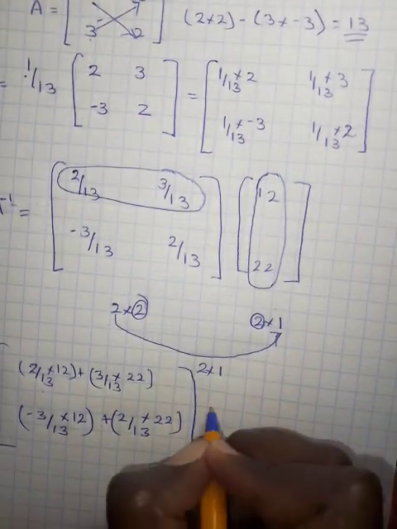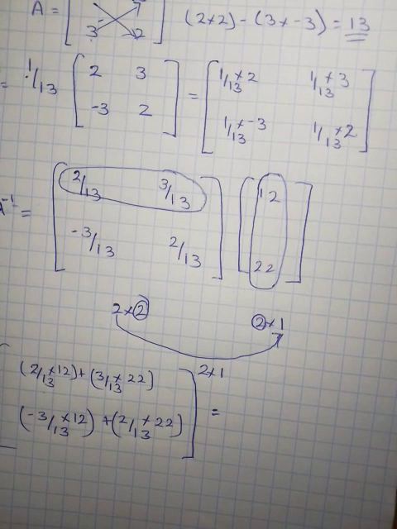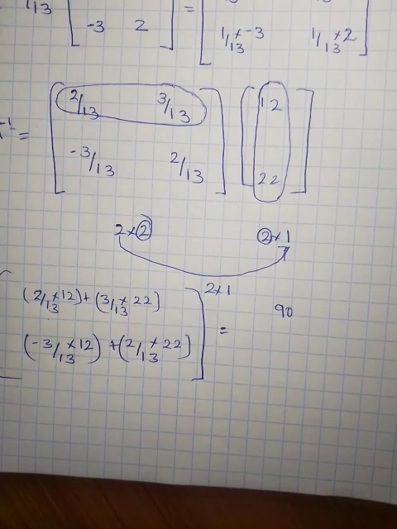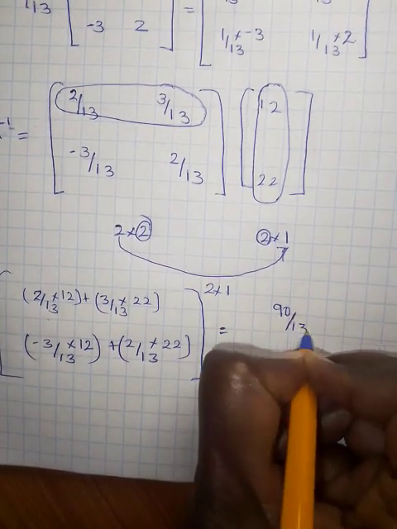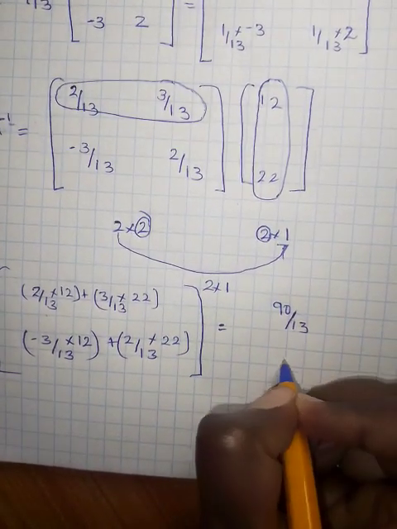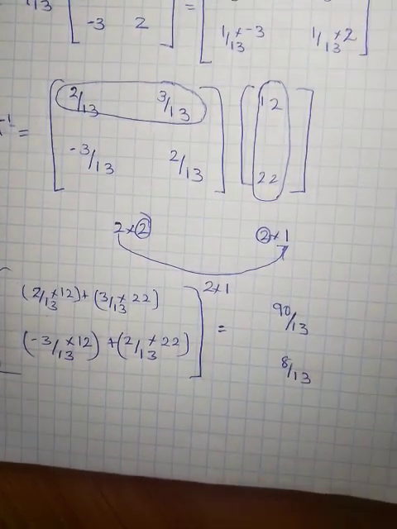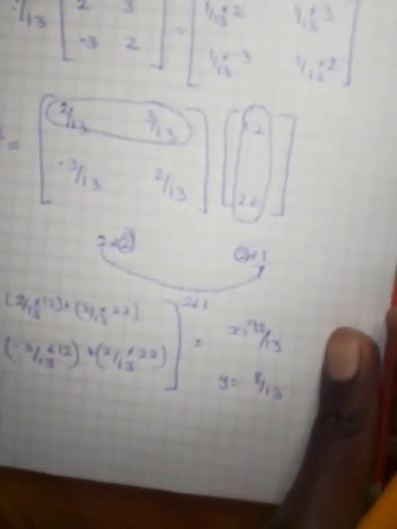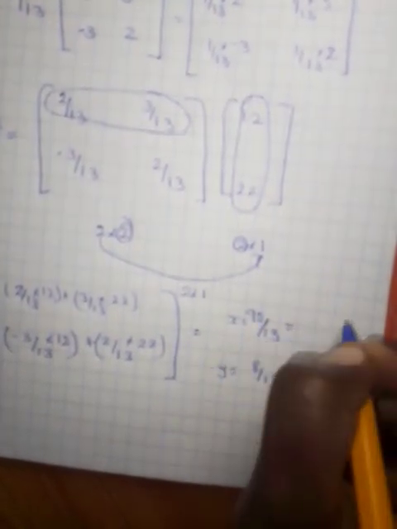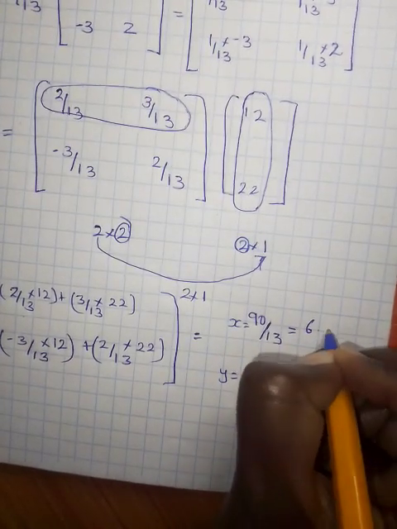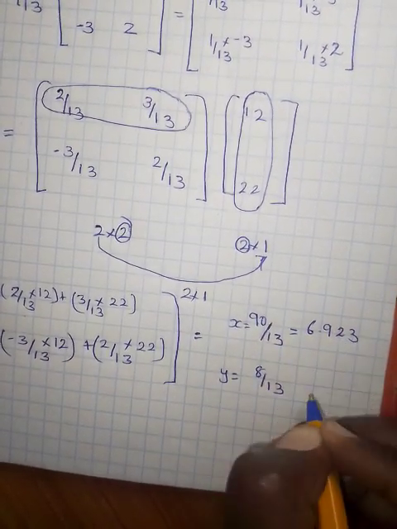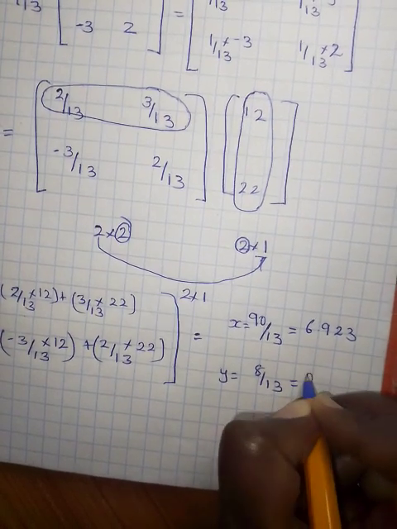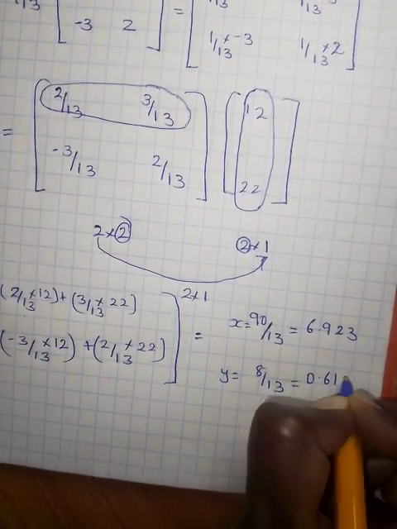So let us multiply and see what values we're going to get. That gives us 90 over 13, and this one gives us 8 over 13. That is x, that is y. Let us write it in decimal form. That is 6.923, and this is 0.6154.